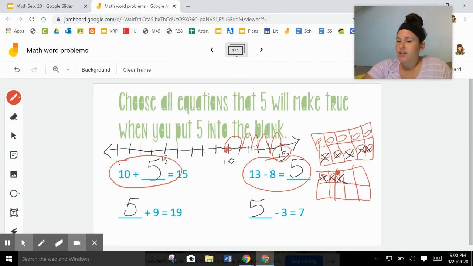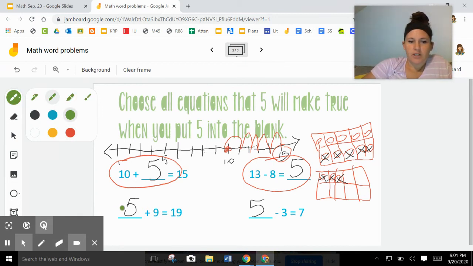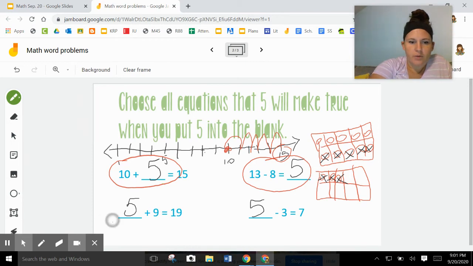So I used a number line. I used a tens frame. Now let's just use a drawing. I mean, we can use dots with those. I'm going to grab green just because I'm feeling green. So let's do 5, the first thing it tells me to do. So we got 1, 2, 3, 4, 5.